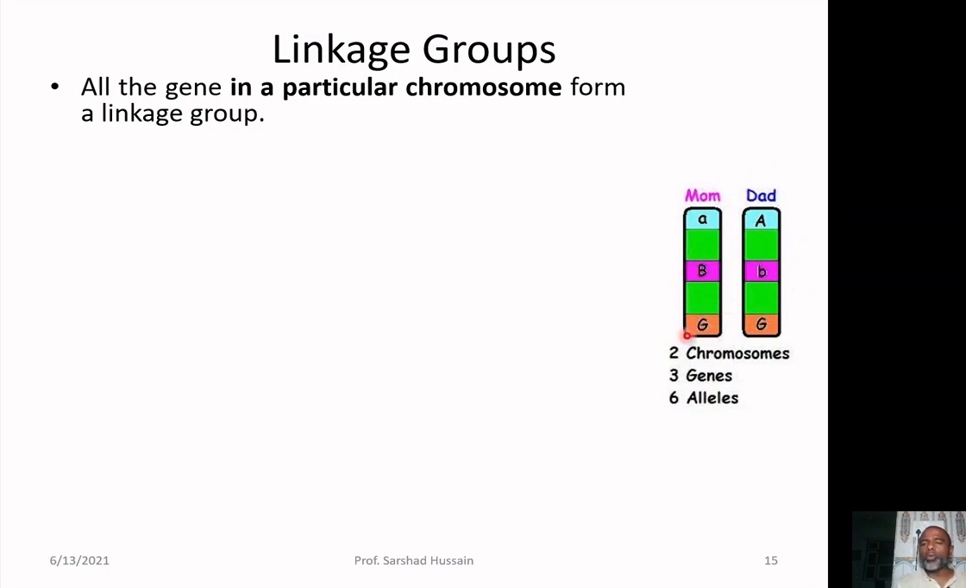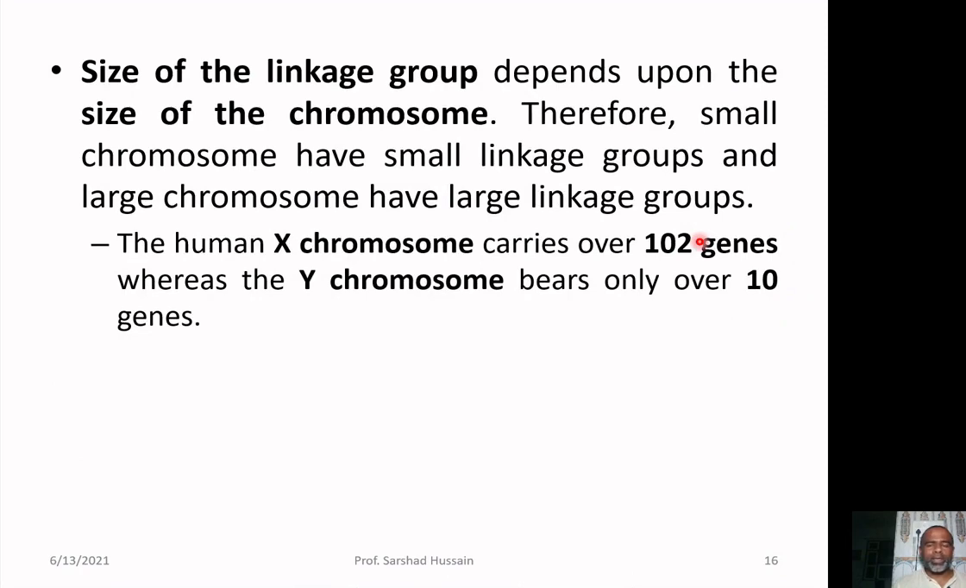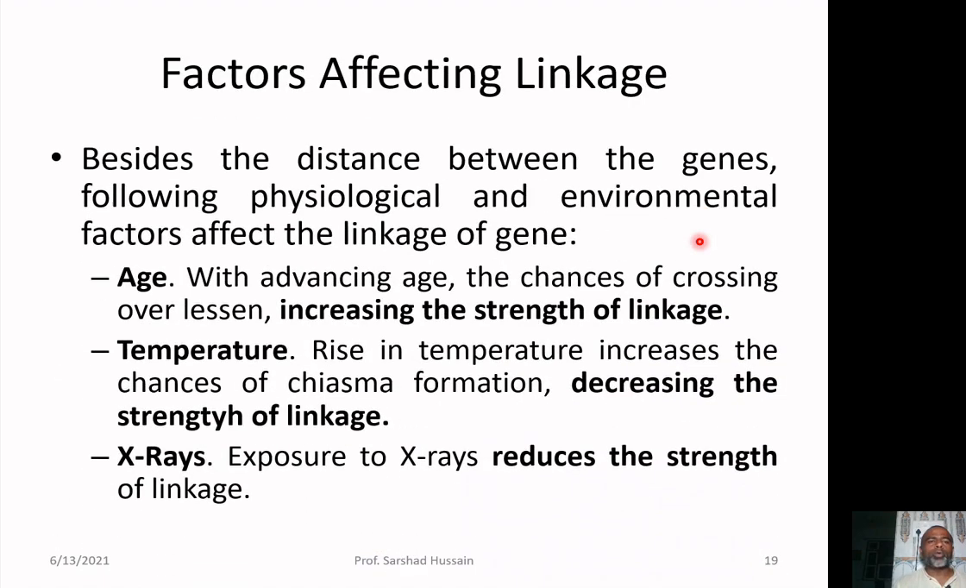So both the chromosomes of a homologous pair form a single linkage group. They are not 2 linkage groups, because both the chromosomes are homologous having the same type of gene. This was a small concept with respect to the linkage group, which is not otherwise present in your syllabus. I just have introduced you. Then look at the factors affecting the linkage.